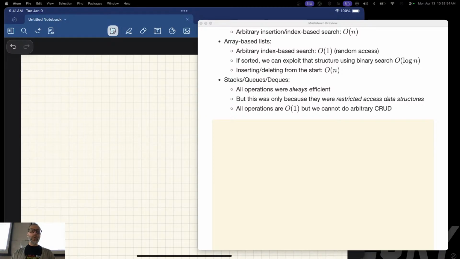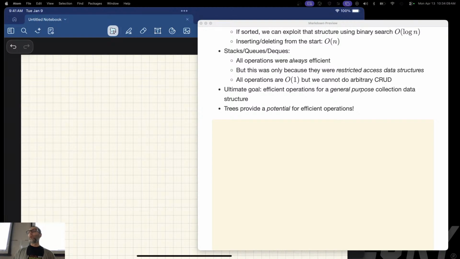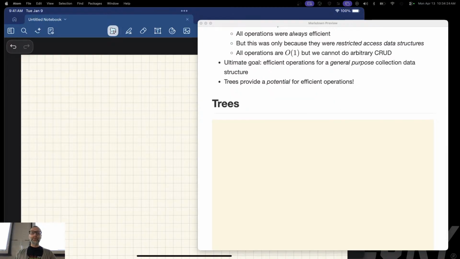But our ultimate goal is a general purpose data structure, right? That allows us to put stuff in, take stuff out, search, et cetera, such that everything is efficient. We want all of those operations to be efficient. Now, trees provide a potential for those efficient operations. We're not going to get there all the way. I'll show you how you can get there all the way, but that's going to be a CS3 topic, basically, a data structures and algorithms topic. Before we even get there, though, we need a lot of terminology and basics of notation and stuff like that.